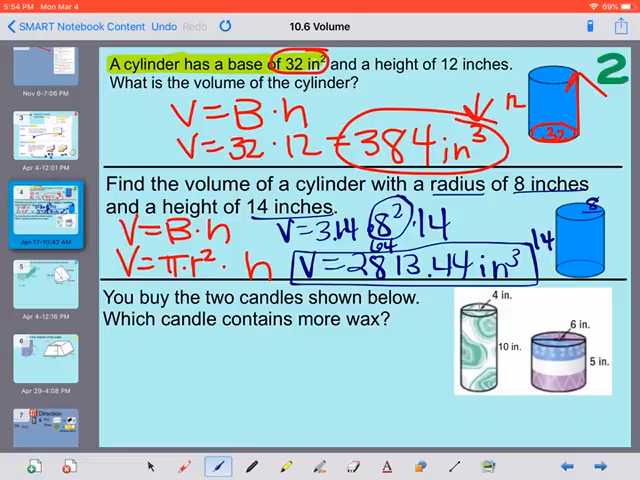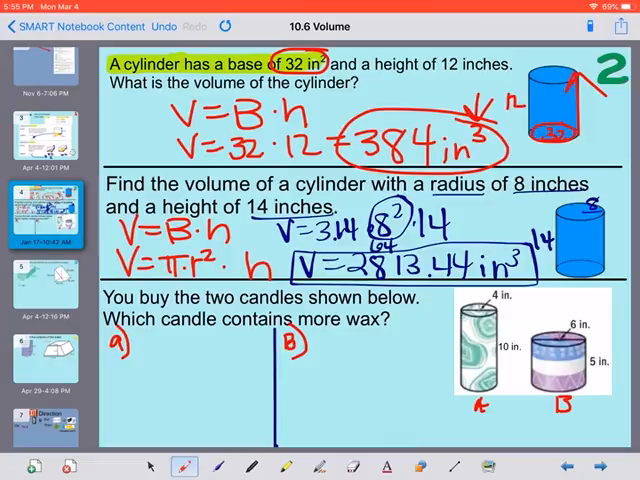Last one. This is kind of a 2-part question. It says, you buy the 2 candles shown below. Which candle contains more wax? So what they're really asking us is which has a greater volume. So we need to find the volume of both. So I'm going to look at this one here. I'm going to call this cylinder A and cylinder B. So I'm going to find the volume of cylinder A first. Then I'm going to find cylinder B.